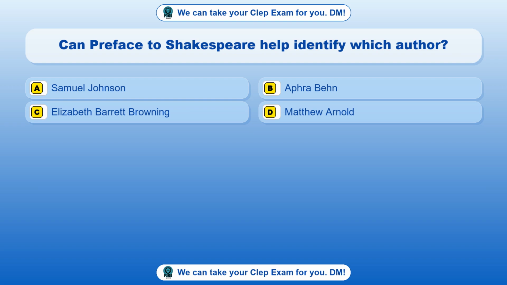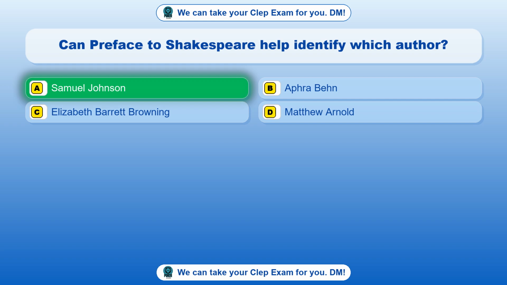Question 87. Can Preface to Shakespeare help identify which author? Option A. Samuel Johnson. Option B. Aphra Behn. Option C. Elizabeth Barrett Browning. Option D. Matthew Arnold. The correct answer is option A.